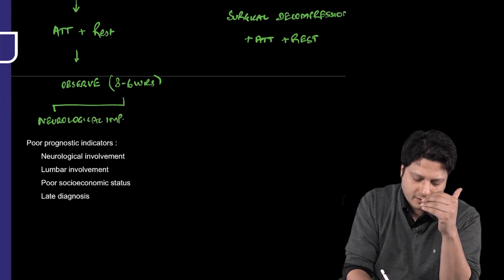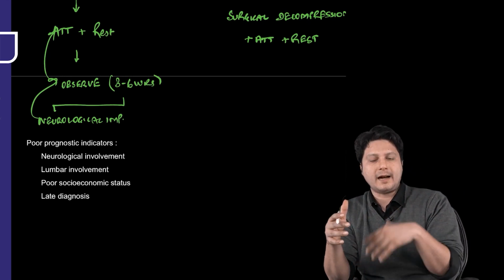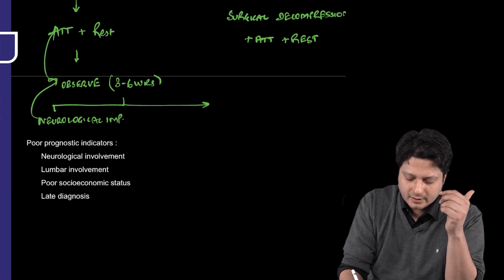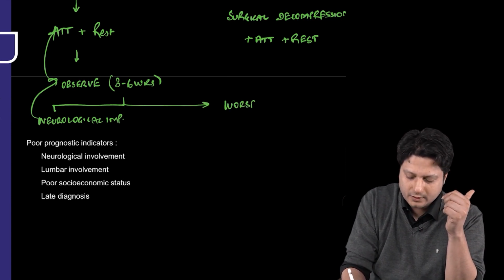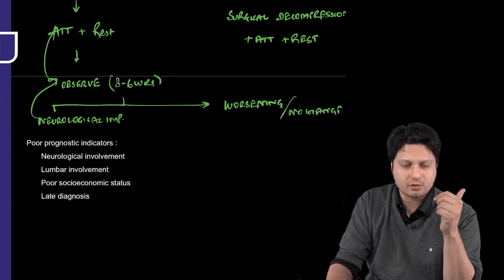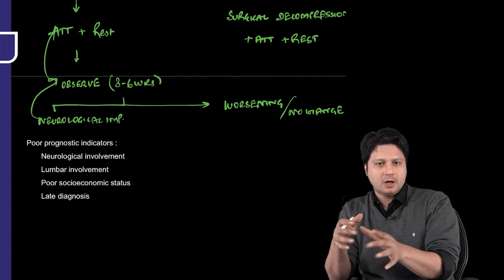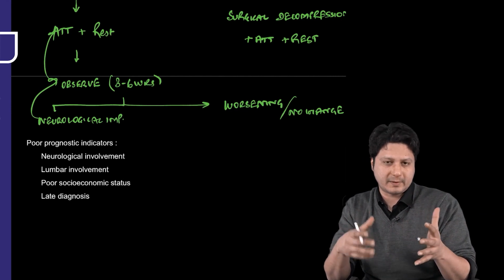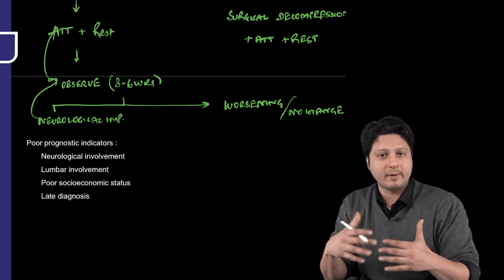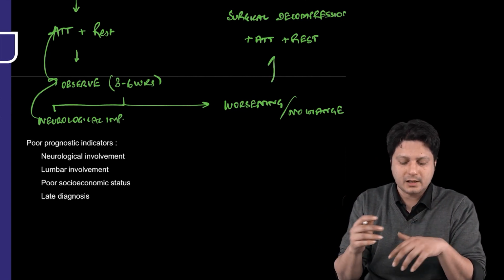In that case, you have to go for ATT and rest only. Means you put the patient on ATT and you can manage the patient conservatively. But the other possibility is that there is a worsening of the neurological features or there is no change in the neurological features. Imagine the patient is not having any change in the neurological findings. Whatever the grade of power loss was there, it is persistent. Whatever the movement loss was there, it is persistent. Whatever the sensory loss was there, it is persistent. The patient is not having any improvement in the neurological functions. Now, in those cases, you have to go for surgical decompression.